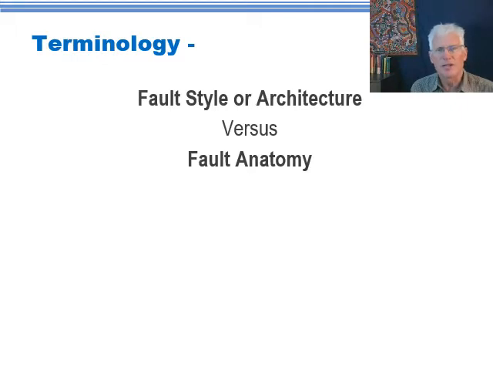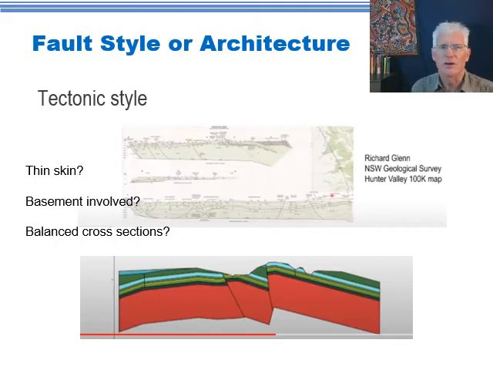I'll talk about fault style or architecture versus also fault anatomy. So just so we're clear on fault style and architecture, I'm not going to talk so much about this. It might be thought of as something like tectonic style. So are we talking about thin skin deformation? Are we talking about basement involved? Are we looking at things like balanced cross sections? And what sort of techniques are we looking at to determine tectonic style?